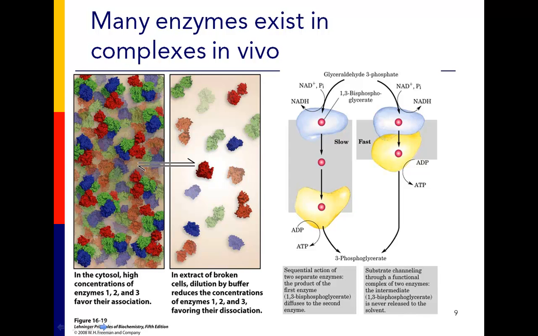Because what happens if a product of one enzyme diffuses away from the enzyme that it's a product of? It has to find the next enzyme in the pathway, right? And so there could be degradation of that product before it ever gets to the next enzyme. So it turns out that many enzymes that are involved in metabolic pathways are actually hanging out together in the cell. Okay, and so this is called substrate channeling.